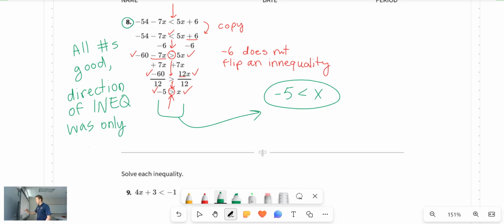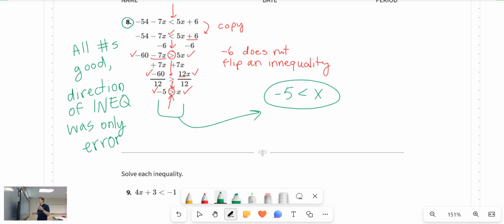The direction of the inequality was the only error. And some of you are wondering, maybe, what happens? There we go, lights are back on.